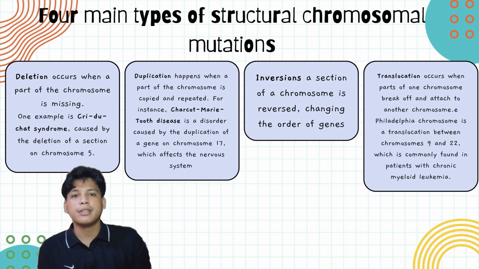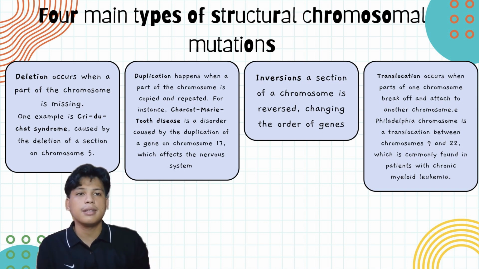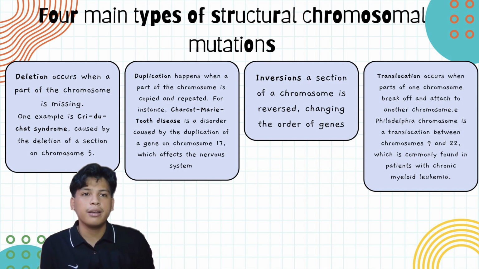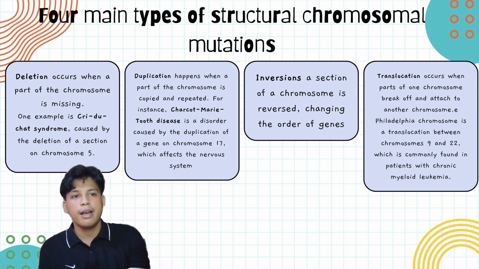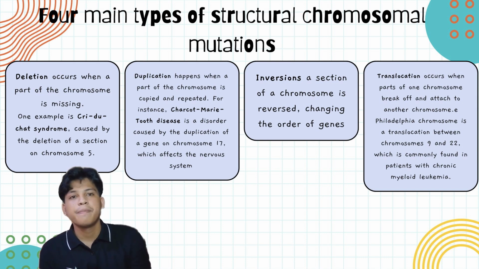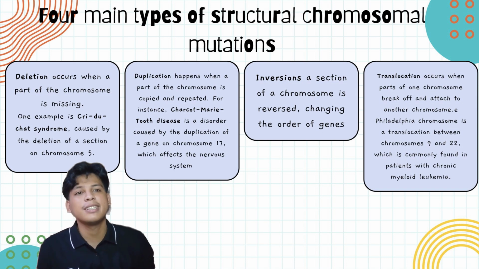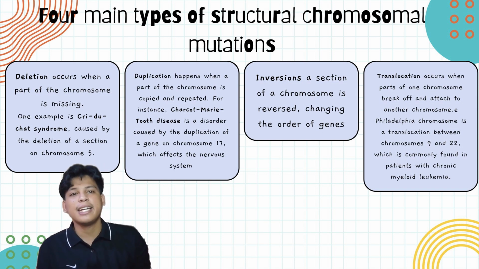First, deletion. It occurs when a part of the chromosome is missing. This can lead to missing genes, which often causes severe effects on development and health. One example is Cri-du-chat syndrome, caused by deletion of a section of chromosome 5. Babies born with this condition often have intellectual disabilities and a characteristic high-pitched cry.